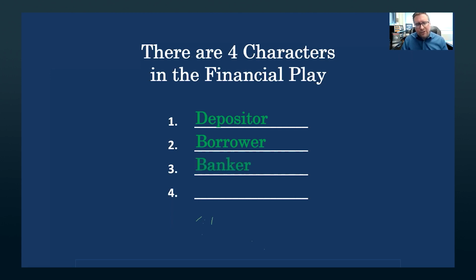The third character in the play is the banker. The banker is the one who decides who gets access to the pile of money and what the terms of that access are going to be in terms of repayment schedule, payments, interest, etc. The fourth character is the bank owner. The bank owner has an expectation of profit.